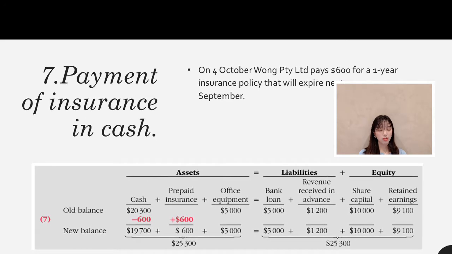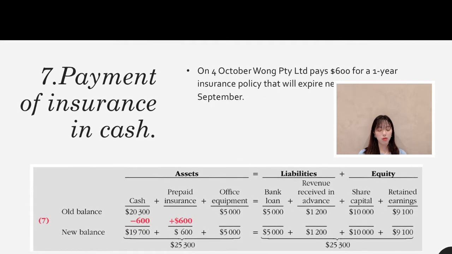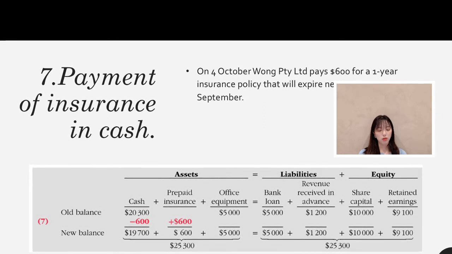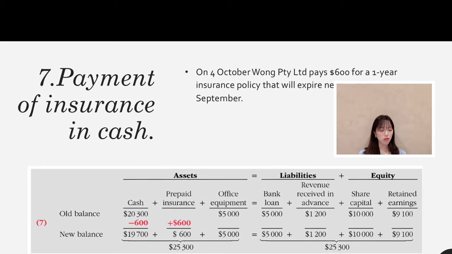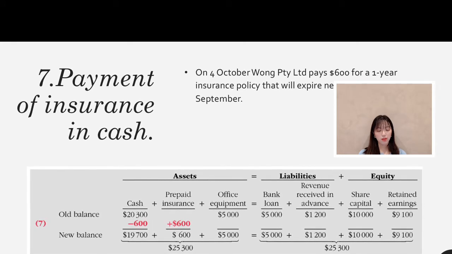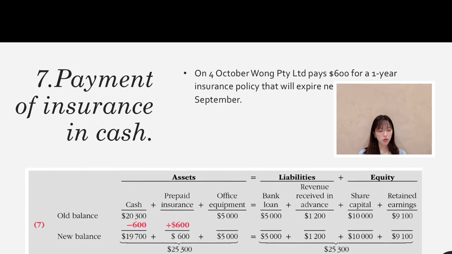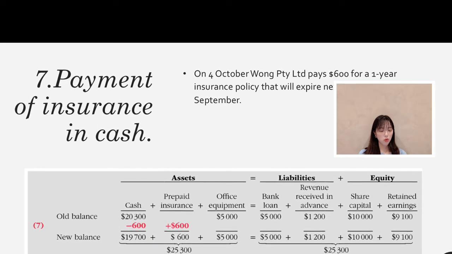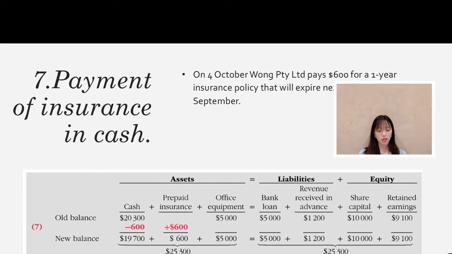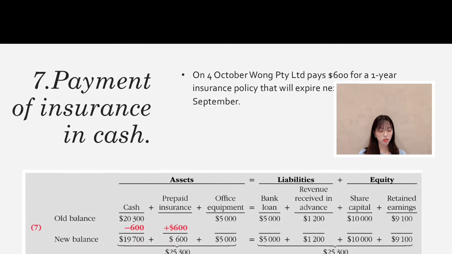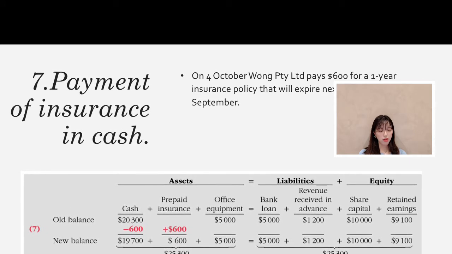This is an asset because the insurance extends beyond the current month. Payments for benefits that continue for more than the current accounting period are identified as prepaid expenses or prepayments. Note that the balance in total assets did not change. One asset account decreased by the same amount that another increased.